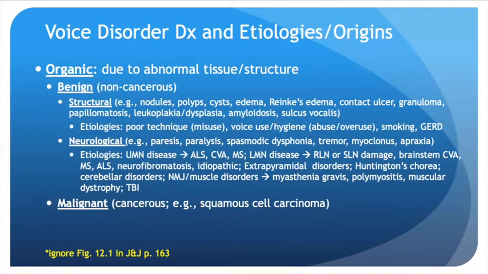It could be extrapyramidal disorders, so things like Huntington's, cerebellar disorders, neuromuscular junction disorders like myasthenia gravis, muscular dystrophy, a traumatic brain injury, all kinds of things.